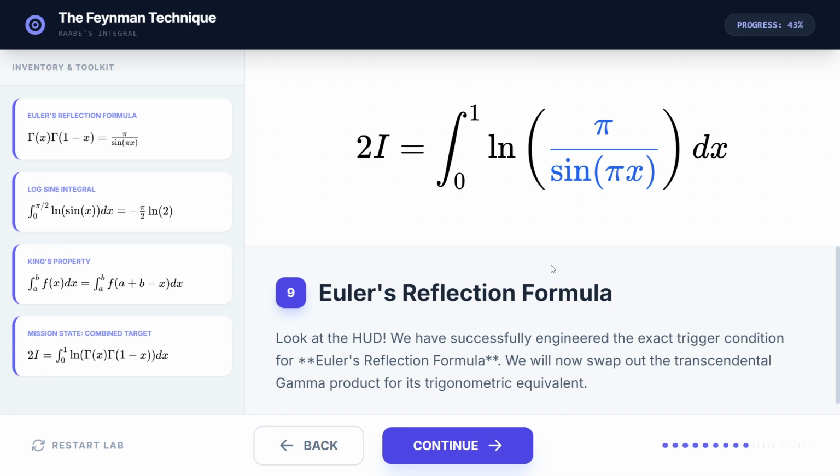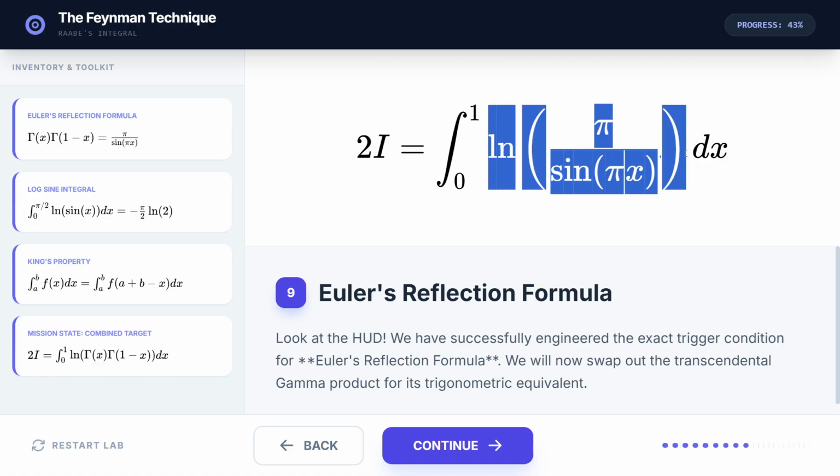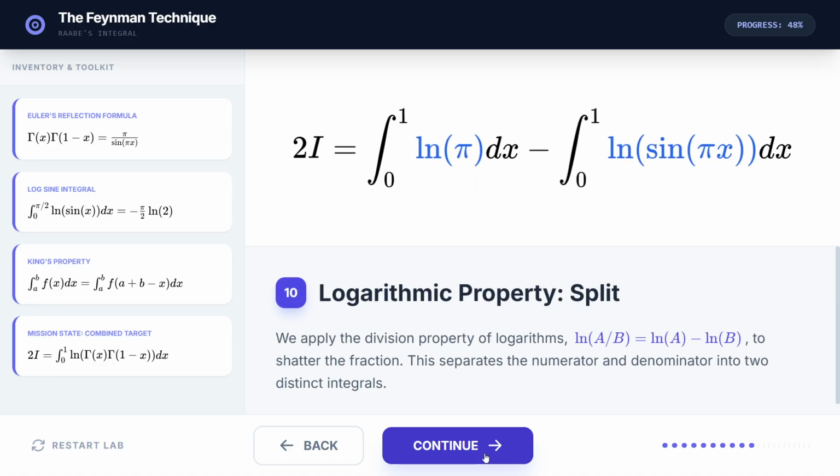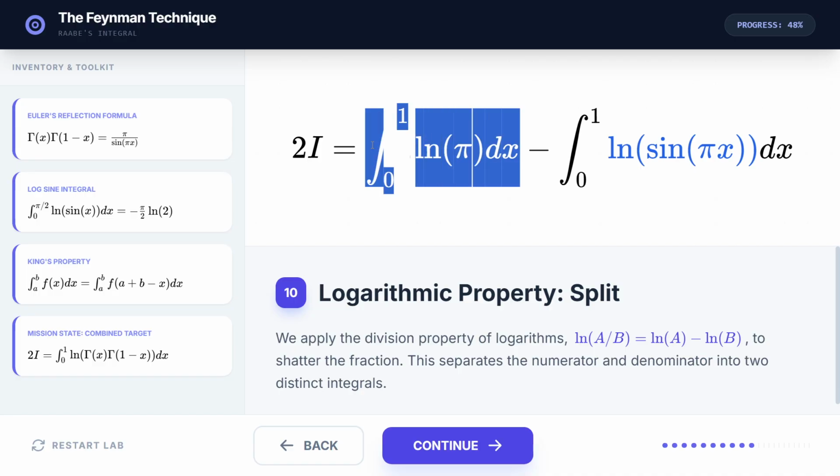And this integral is actually not that bad because we've actually solved the one on the bottom here, the natural log of sine pi x from 0 to, well, we've almost solved it. We solved a very similar integral, and solving that one will just be a simple substitution. All right, so let's continue. So 2I is equal to this, and now we can break this up into two separate integrals using properties of logarithms. So now we have 2I is equal to this. This one is very easy. That's just going to be natural log of pi.